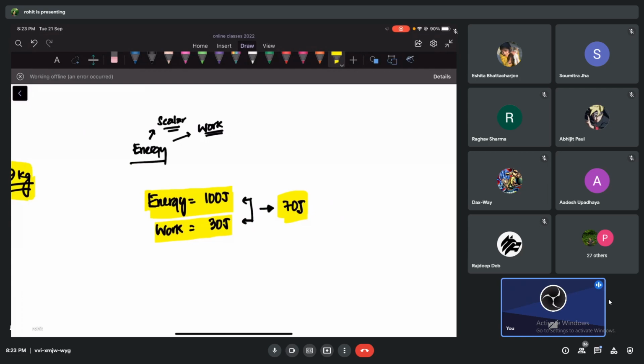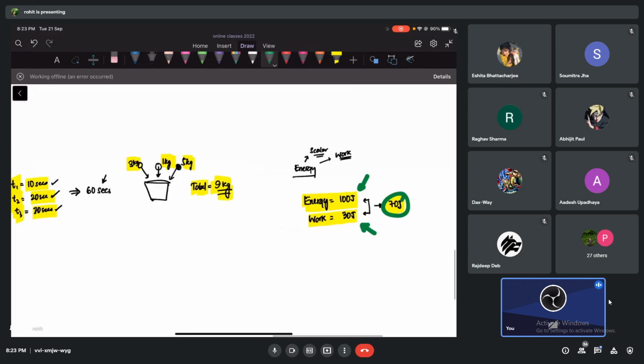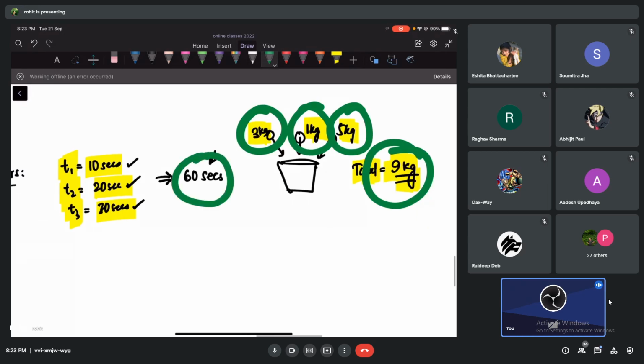you don't have to think about direction at all. No point of talking about direction. Simply add or subtract like normal numbers. That's what you do with scalars. But let me show you something now.